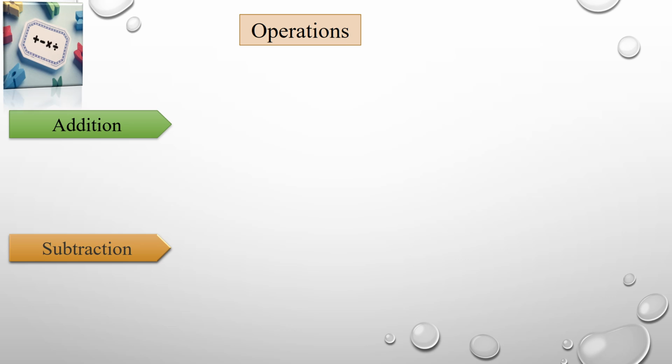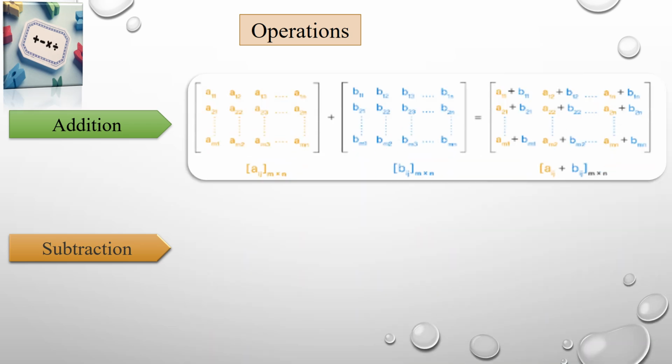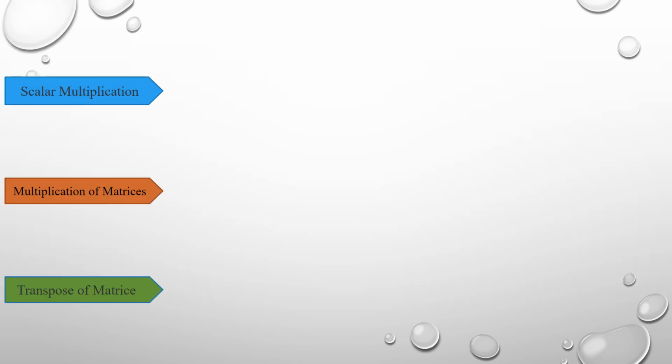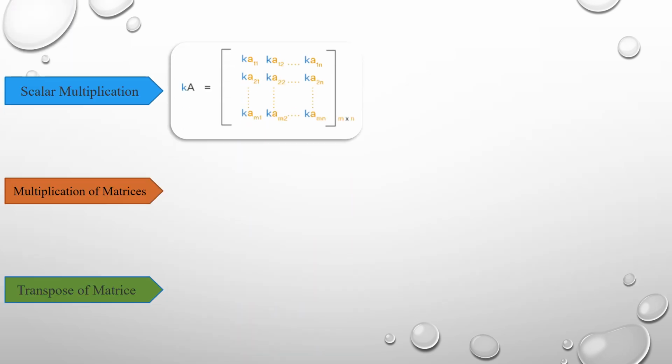Next, let's discuss the fundamental operations we can perform with matrices. These operations are essential tools in linear algebra and are used in various applications. Addition, combining two matrices of the same size by adding their corresponding elements. Subtraction, subtracting corresponding elements of two matrices of the same size. Scalar multiplication, multiplying each element of a matrix by the same scalar.